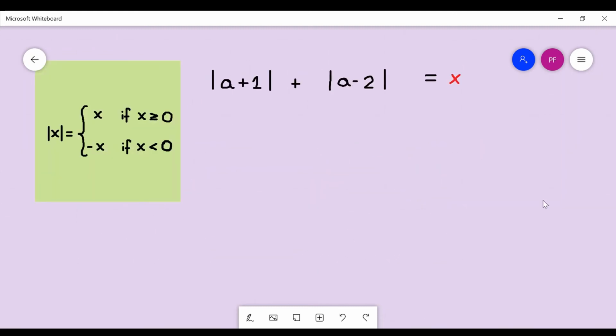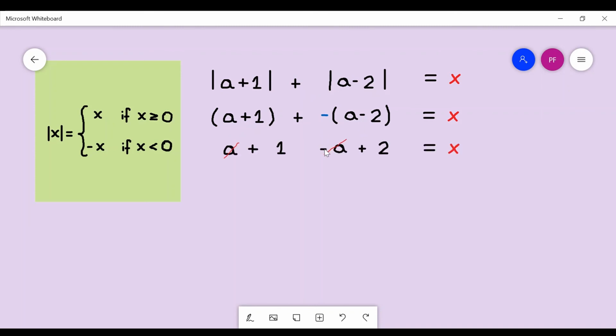Let's remember, if x is positive, then the absolute value of x is equal to x, and if x is negative, the absolute value of x is minus x. In this same case, the absolute value of a plus 1 is a plus 1 because a plus 1 is positive, and the absolute value of a minus 2 is minus a plus 2 because a minus 2 is negative. a minus a is 0 and 1 plus 2 is 3. So 3 is equal to x.